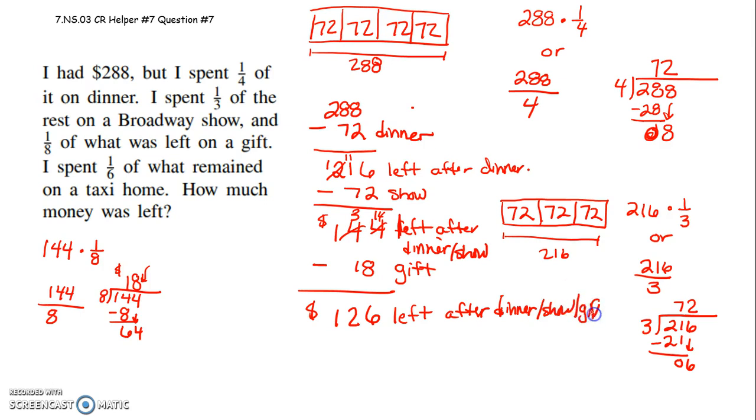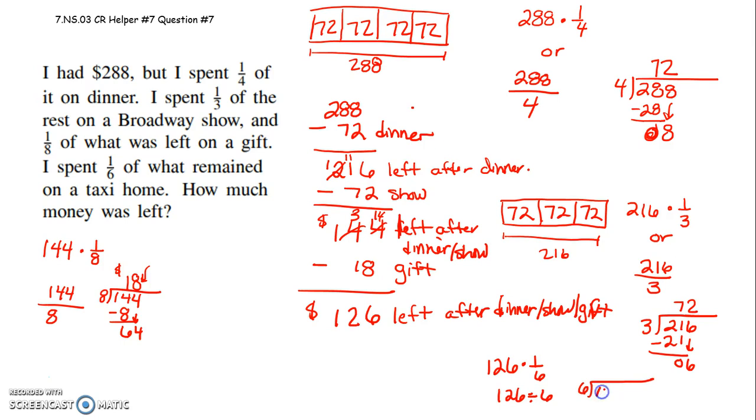All right, you got to get home now, right? I spent 1/6 of what remained on a taxi home. Whew, okay. So you have 126 times 1/6, or that's the same as 126 divided by 6. So that's what I'm going to do.